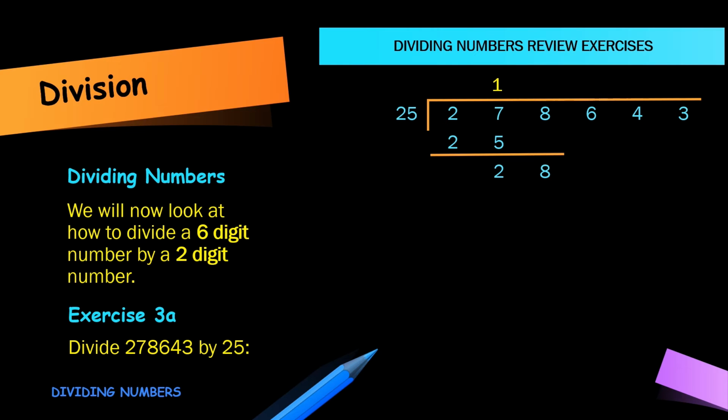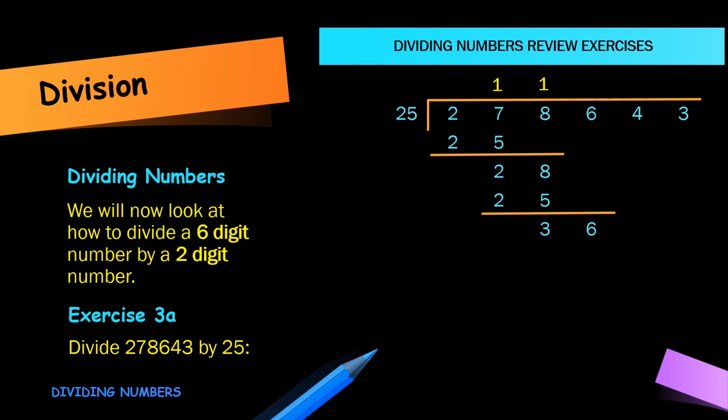How many 25s are in 28? There is 1 25 in 28. Position the 1 here, as shown. Now multiply 25 by 1 to give 25, and put 25 here. Subtract 25 from 28 to give 3. Bring the 6 down and position it here, as shown.